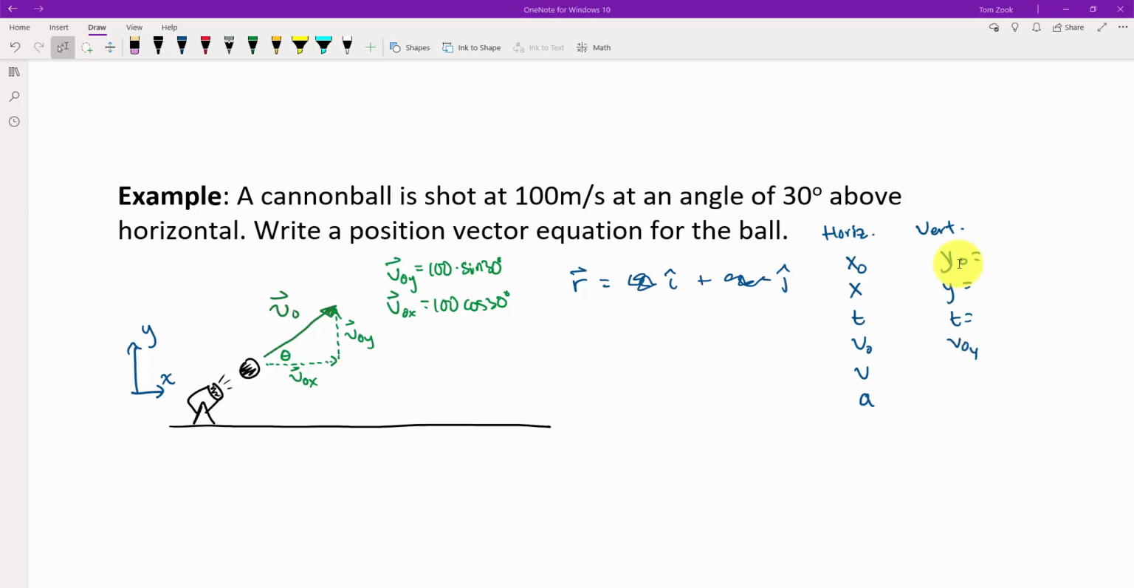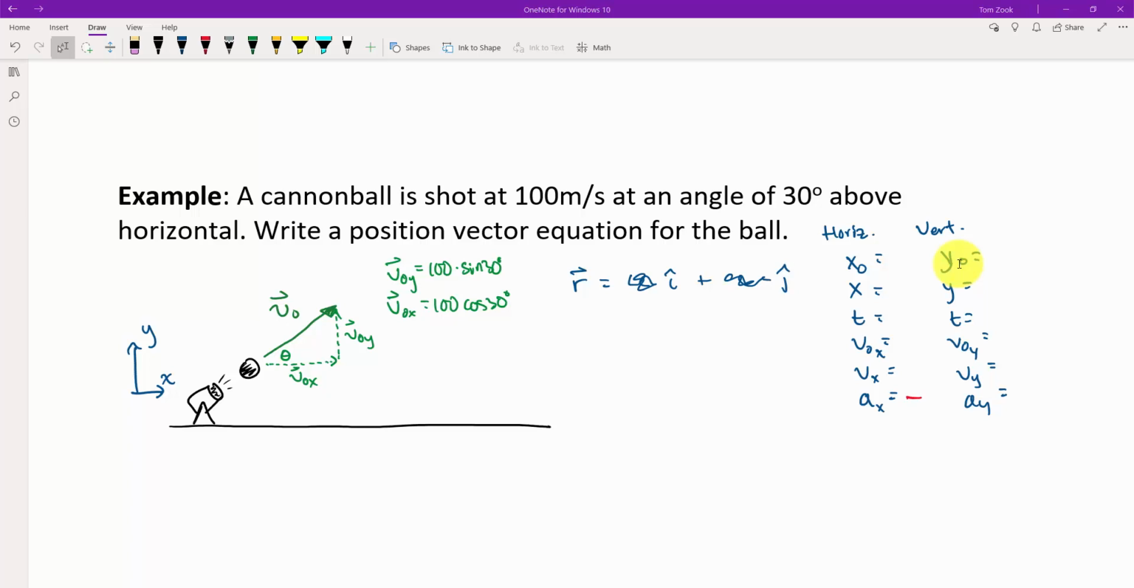And let's go ahead and put in the subscripts there. So horizontally, for most problems when we're dealing with free fall, we say that there's no air resistance. So that means there's not going to be any acceleration in the horizontal direction. There's nothing. It's freely moving. Let's assume this cannonball is very dense and it's not going to get moved around by the air too much.